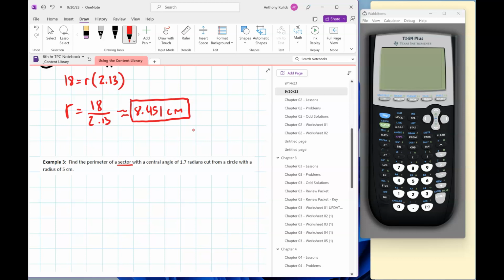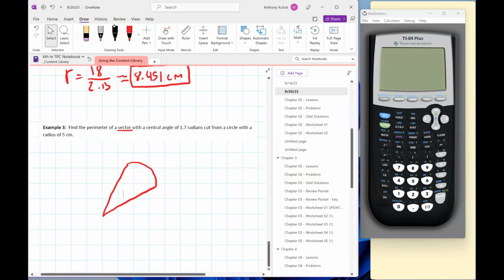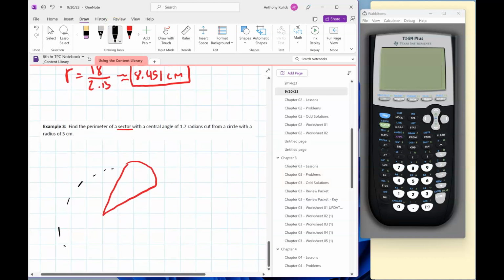No? It's a slice from a round pizza. So it's a pizza slice. Like that's our sector, just a slice out of a pizza, right? Everybody's cool?